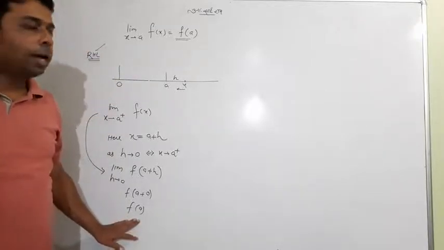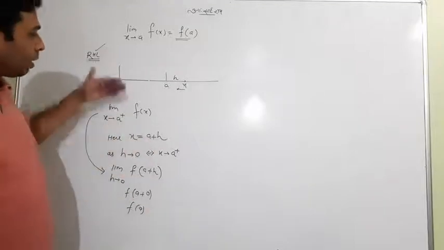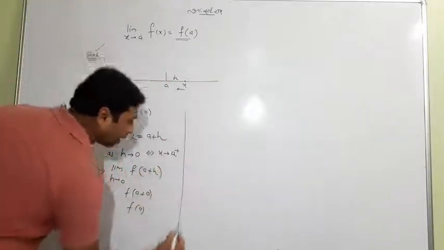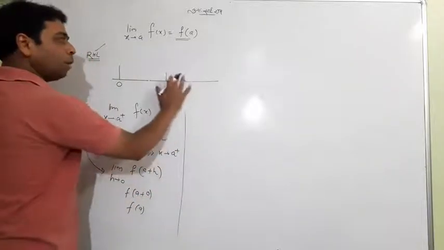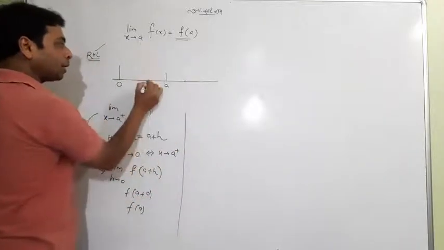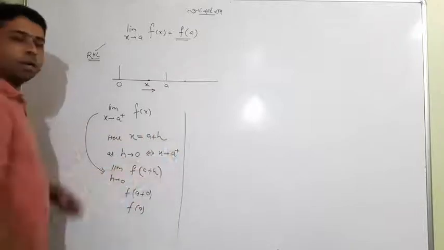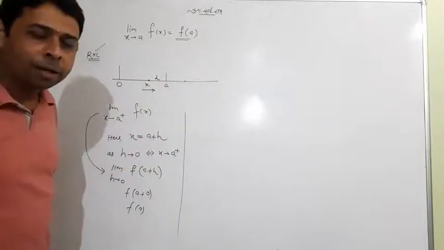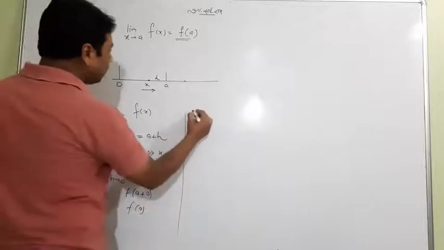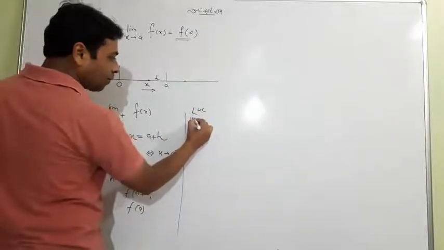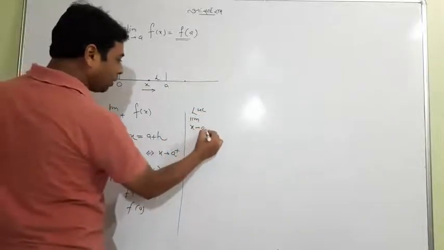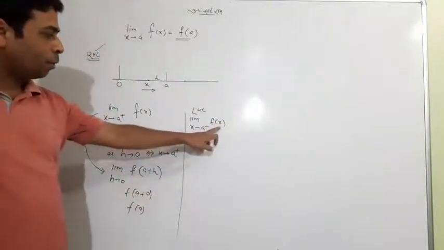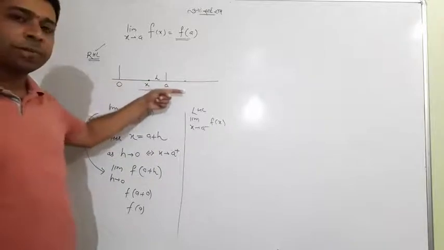And similar work from the left hand side, the left hand limit. For the left hand limit, what would happen here? Look, I'll tell you. I rub all this, and now suppose it is x, and x is coming from the left direction, maintaining the gap h. Now it is the LHL, left hand limit. Look properly, it is denoted with x tends to a minus of f of x. This time x is going to a from the left direction.